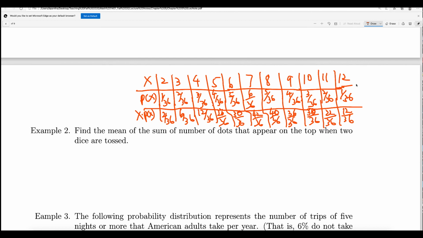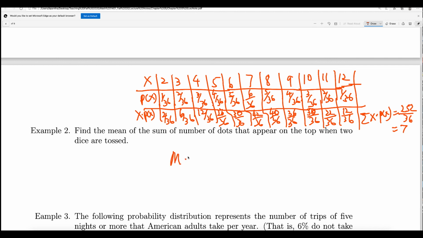Okay, so what we do next is we add these x times px. What is the summation of x times px? You add all these. If you use a calculator to add them, you will get 252 out of 36, 252 out of 36, which is 7. Okay, this is what you will get.